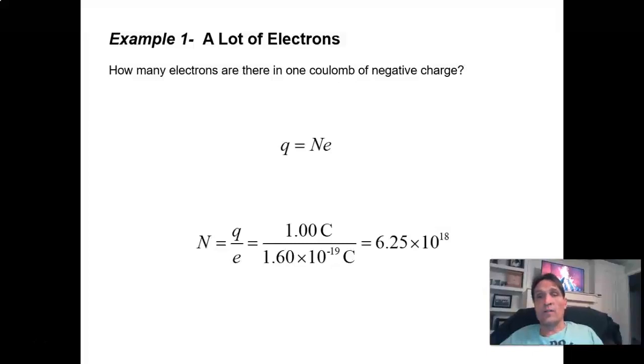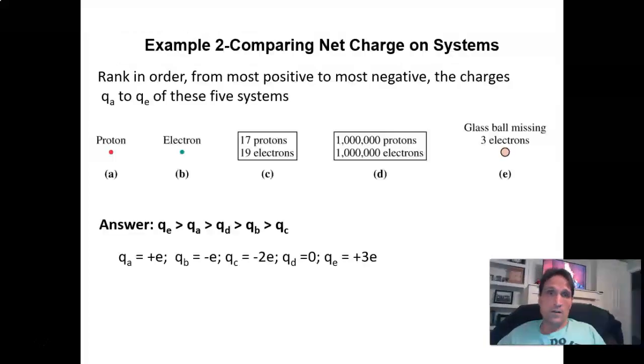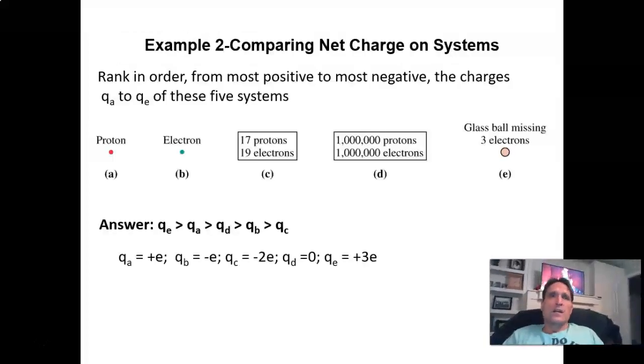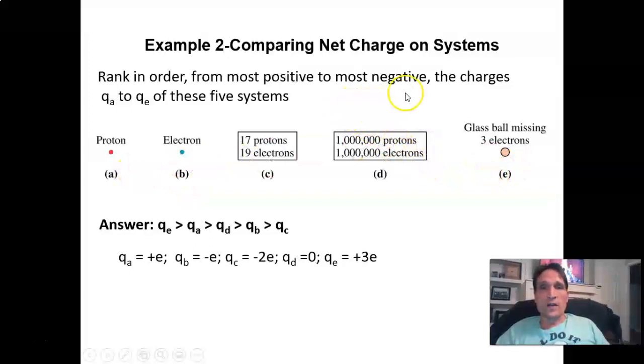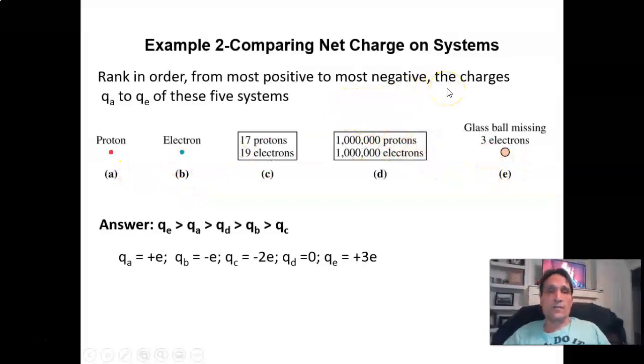And that's a lot of electrons, right? So a coulomb is a pretty big unit, and so often we'll specify charge in terms of microcoulombs or picocoulombs or nanocoulombs, because 1 coulomb is a lot of charge. Okay. So let's compare the charge here on each of these systems. We're going to rank each of these systems, A through E, in terms of the most positive to the most negative.